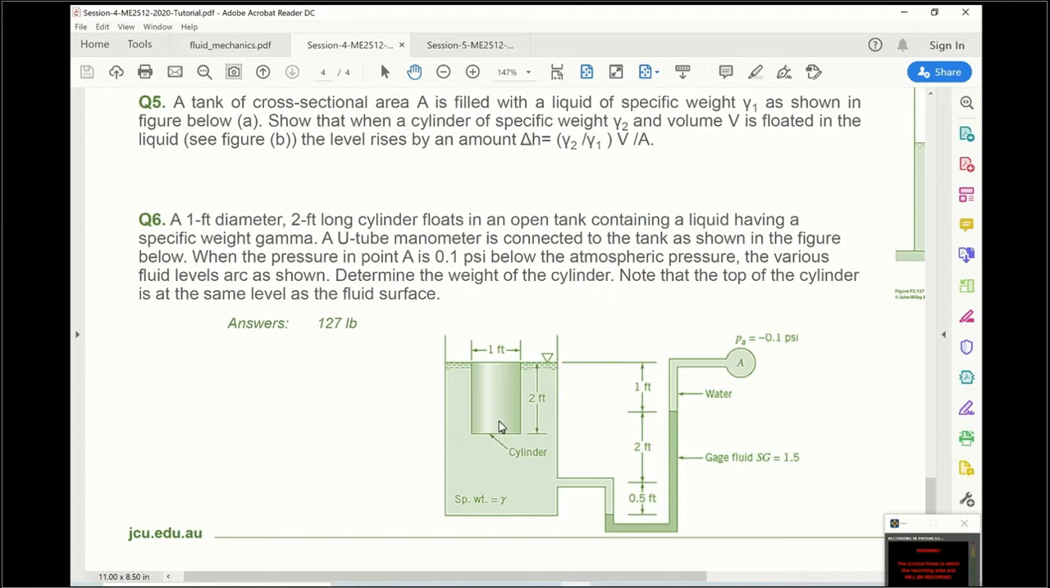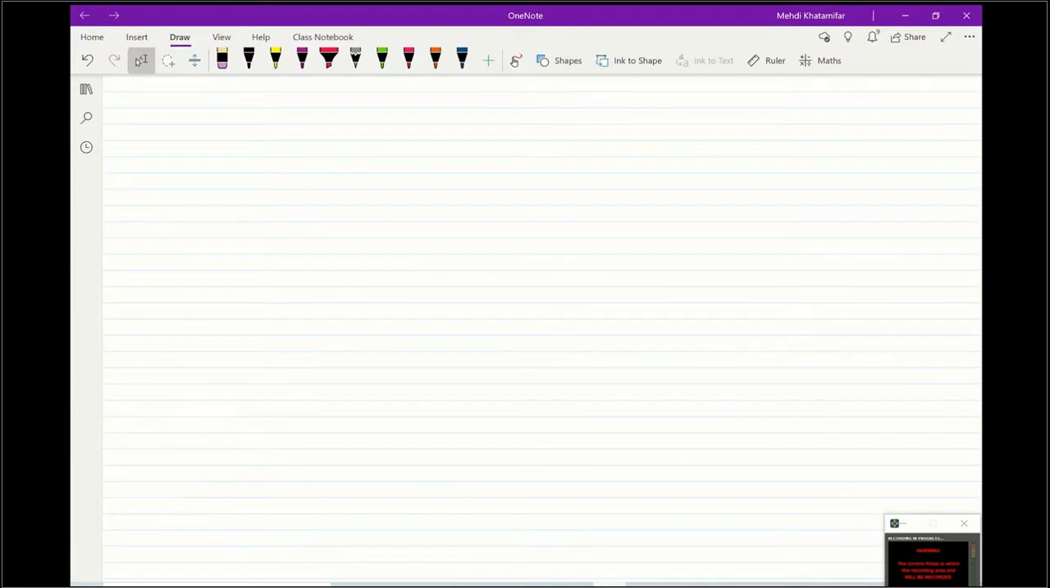To find the weight of the cylinder, we need to find buoyancy, because buoyancy for this arrangement is supposed to be exactly the same as the weight. We have the size of the cylinder, but to get the buoyancy, we need to know the gamma for the fluid, and we don't have it. And to get gamma, probably we are going to use this manometer. Let's start working. So this is question 6.